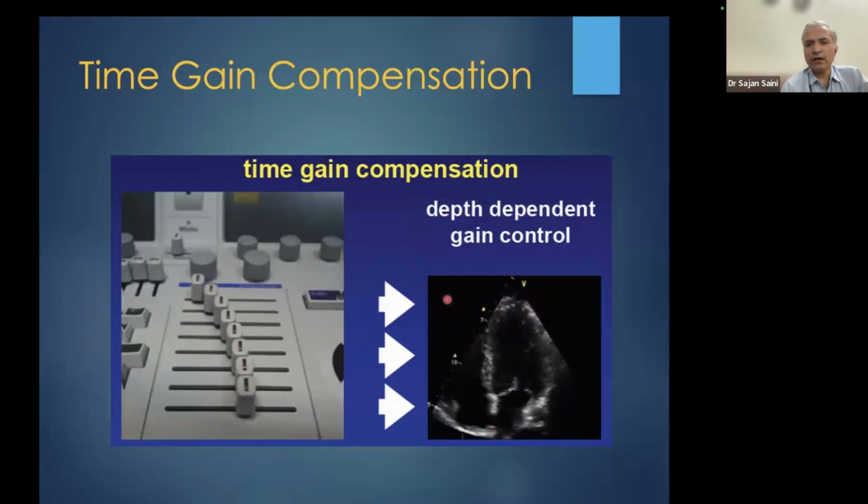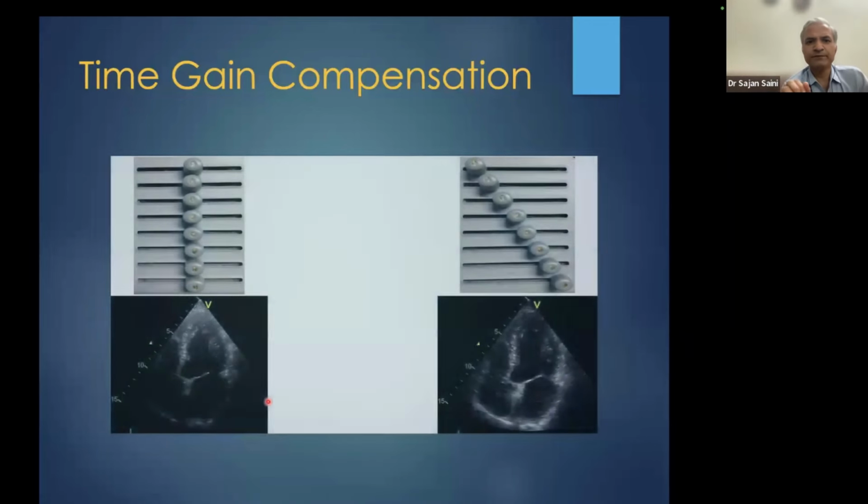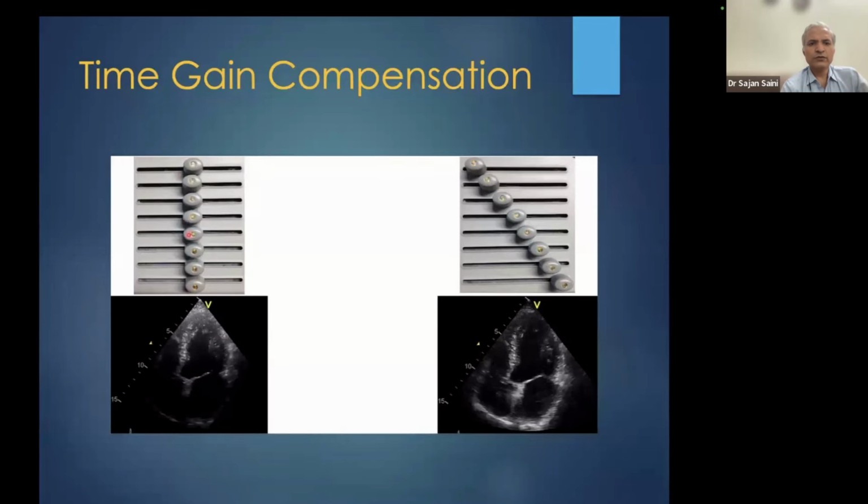Now these structures are appearing in a much better way as compared to the 2D gain, which was increasing the gain in equal proportion. But here we are increasing the gain according to the region of interest. So that is time gain compensation. Again, another example. This is the time gain compensation. The closer areas and the farther areas have differential gains, and now this image is appearing in a much better way without any noise.